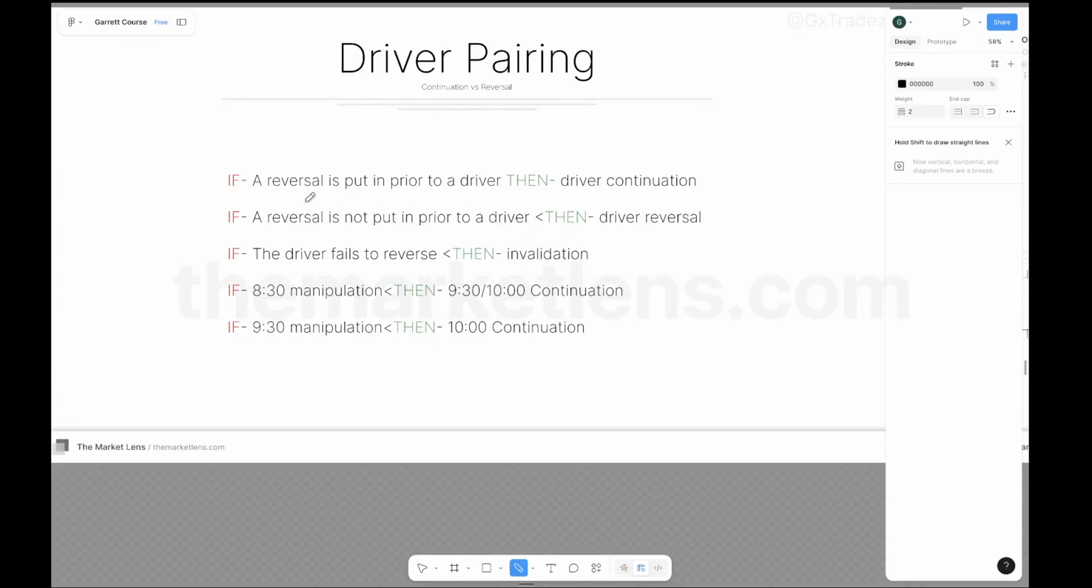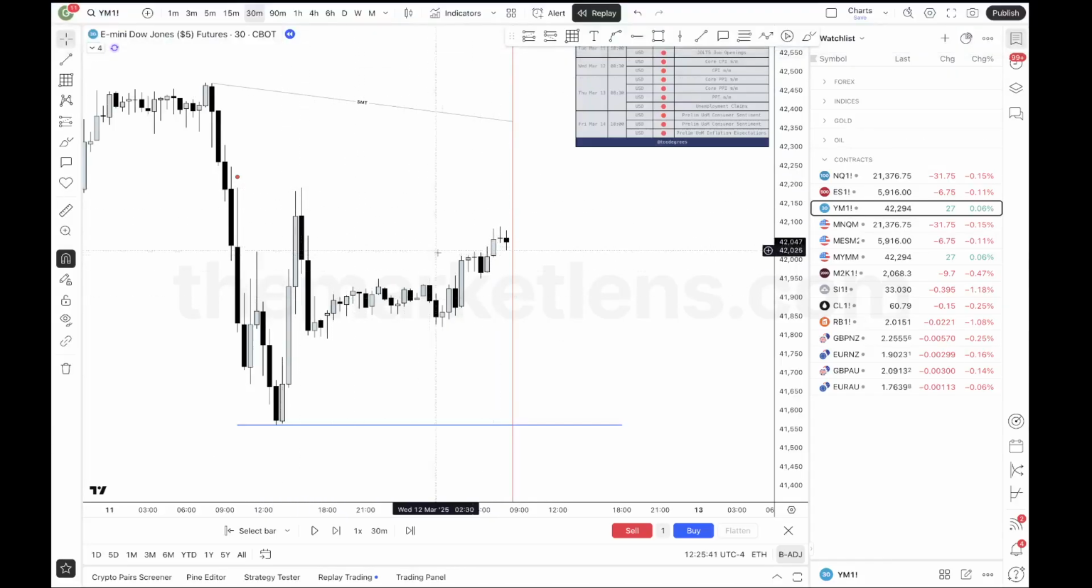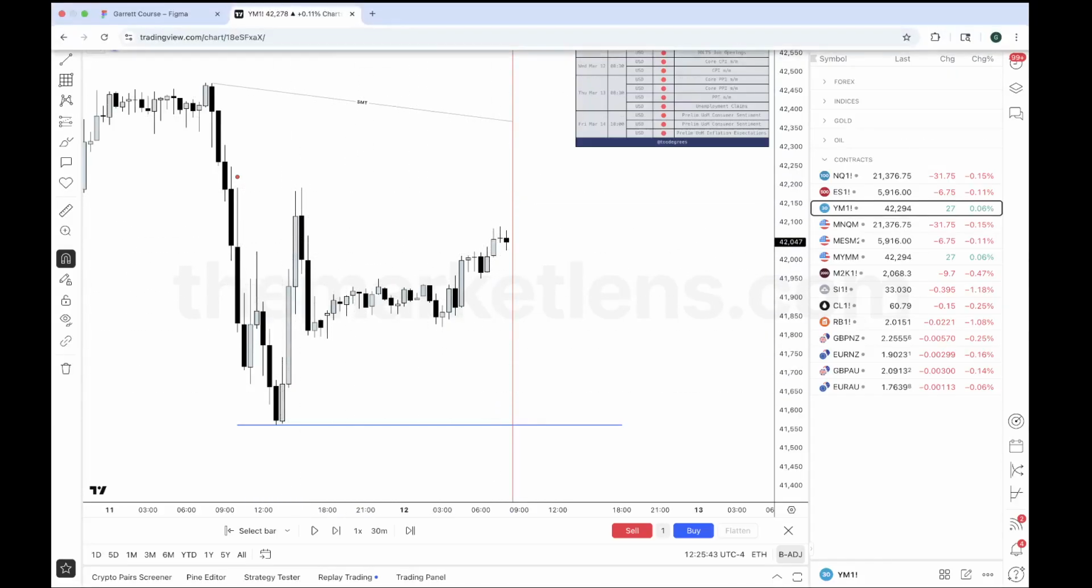If a reversal is not put in prior to a driver, right? So if we go over here, we don't have a reversal, right? We're just consolidating between this high and this low.